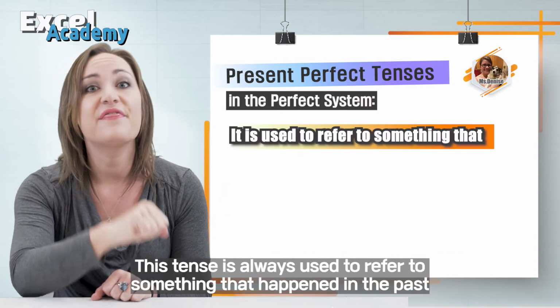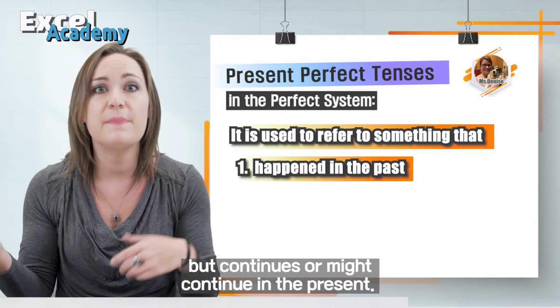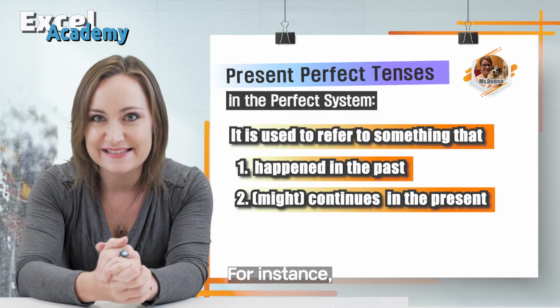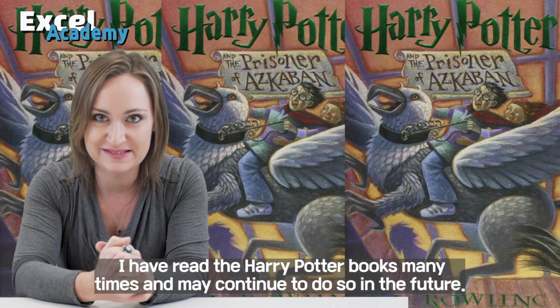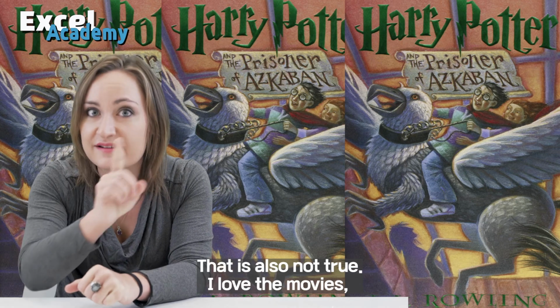This tense is always used to refer to something that happened in the past, but continues or might continue in the present. For instance, I have read the Harry Potter books many times and may continue to do so in the future. That is also not true.